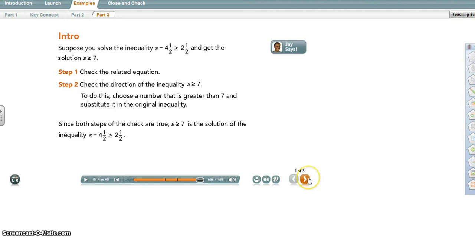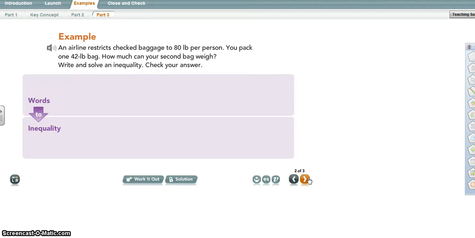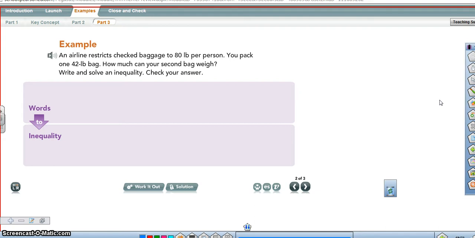All right, let's try a couple. An airline restricts checked baggage to 80 pounds per person. You pack one 42-pound bag. How much can your second bag weigh? Write and solve an inequality. Check your answer. Okay, so we can think about the words of this first. You're obviously bringing two bags with you.